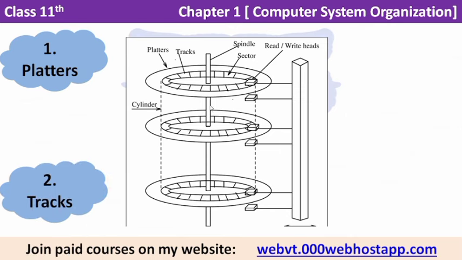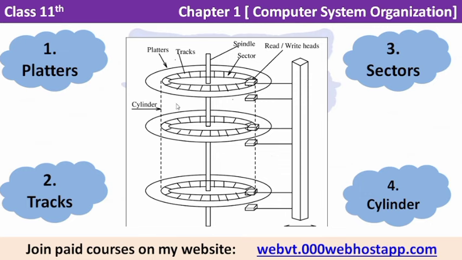Now tracks are ring-type structures. A platter is divided into many rings which are called tracks, and a track is divided into many sectors. Actually the sector stores the data, and a sector stores 512 bytes of data. This is called a sector, you can see. And a cylinder is the set of platters. So this is the process of storing data on a hard disk.